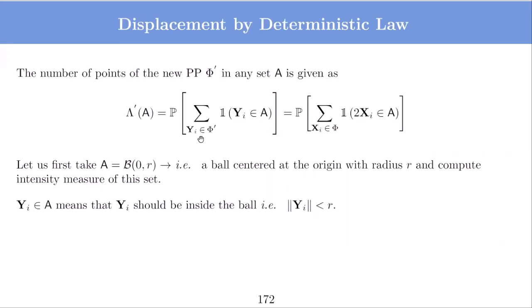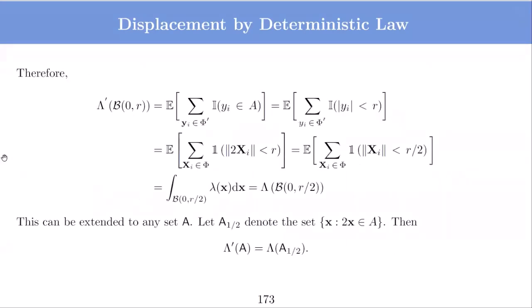Let us first take a simple A, which is a ball B(0, r), a ball centered at the origin with radius r, and compute its intensity measure. This is just for notation. If you take A as a ball, then yi belongs to A means yi should be inside this ball. And yi is inside the ball when the norm of yi is less than r.